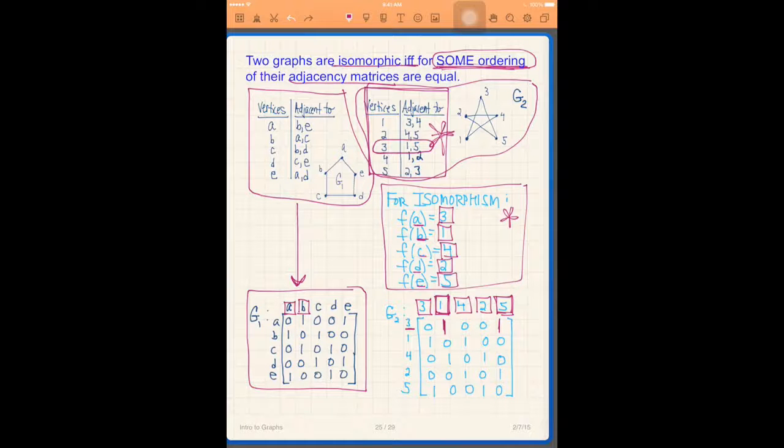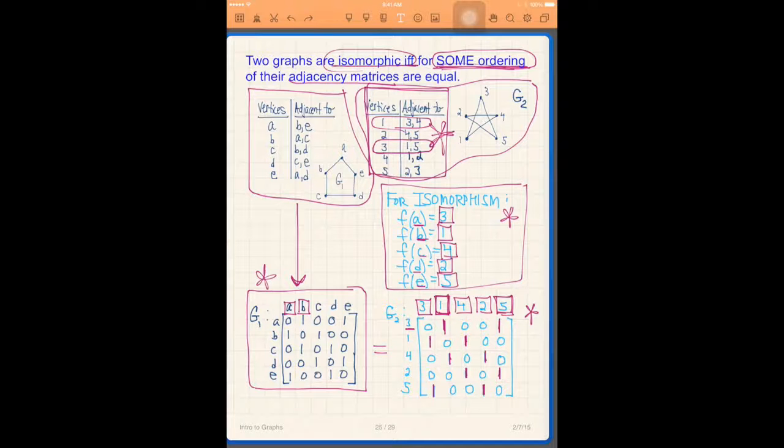What about 1? 1 is adjacent to 3 and 4, and here's 4 over here. Just pay attention to where your vertices are now. 4 is adjacent to 1 and 2. 2 is adjacent to 4 and 5, I'm just checking. And 5 is adjacent to 2 and 3. If you notice, the adjacency matrix for graph 1 and the newly reordered adjacency matrix for G2 are the same.